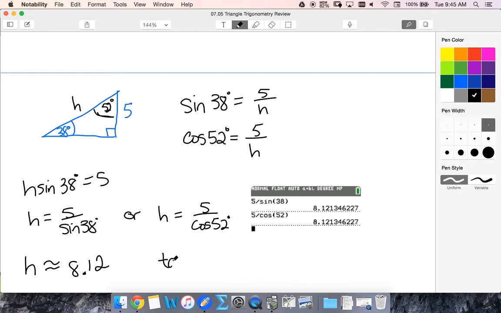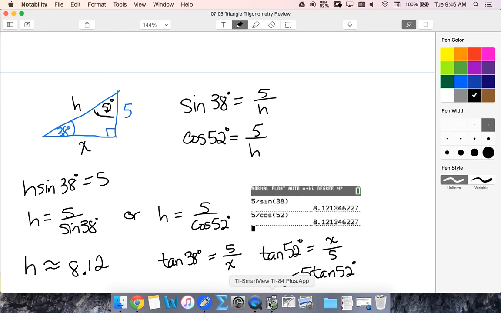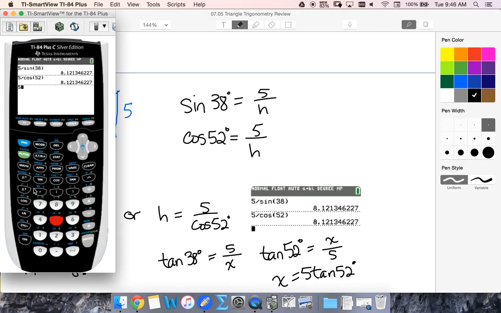So notice we could say tan of 38 degrees is equal to 5 over our missing side here. It's the adjacent of 38, it's the opposite of 52. So I could also say tan of 52 is equal to x over 5. This is a nicer one to use because now x is 5 tan 52. So 5 tan 52, okay, so we get about 6.39.